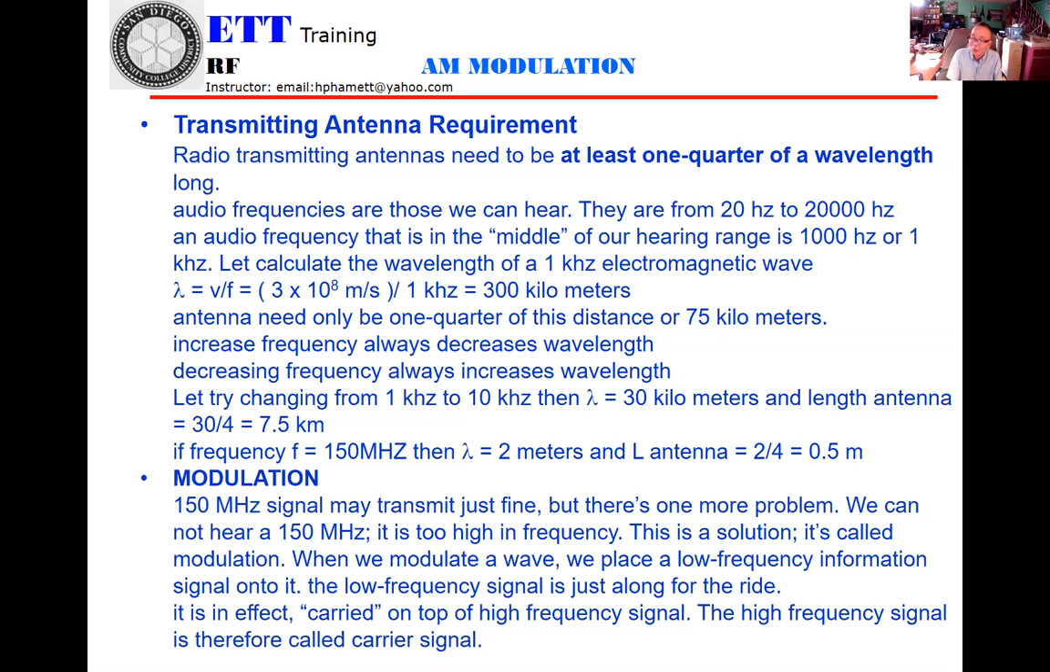Increasing frequency always decreases the wavelength. Decreasing frequency increases the wavelength. We already know that. Let's change 1K to 10K, and after you calculate, the antenna length will be 7.5 kilometers. If the frequency equals 150 megahertz, now your antenna length will be 0.5 meter.